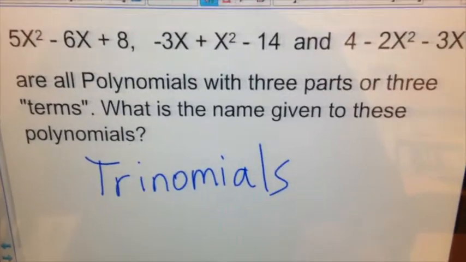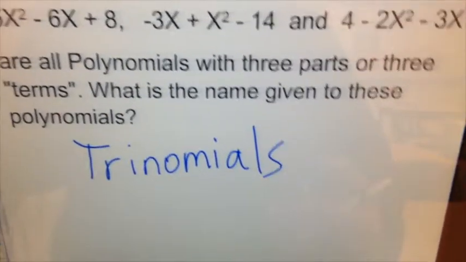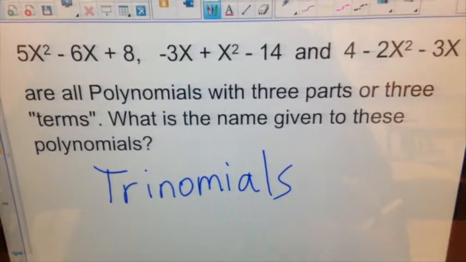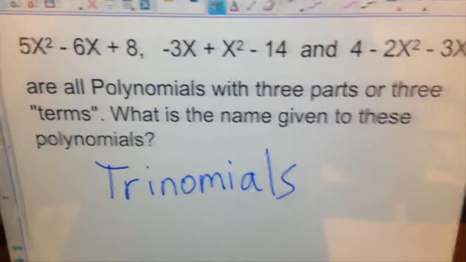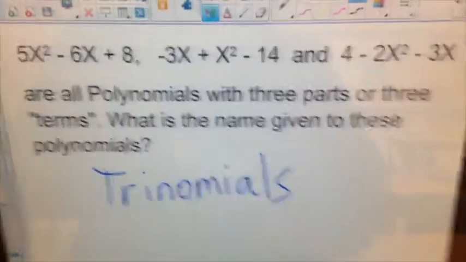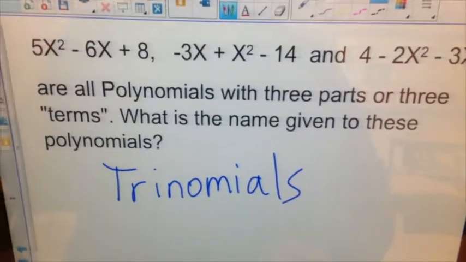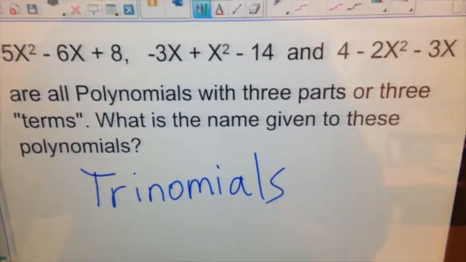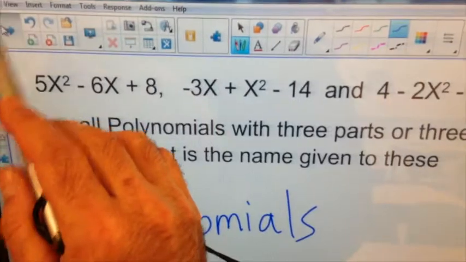So those three have special names: mono, bi, and tri. After that, we don't really teach any other names than that, so you can just call it a polynomial. They're all polynomials, but if it has 1, 2, or 3 terms, they have a special name. The other ones you can just call poly.